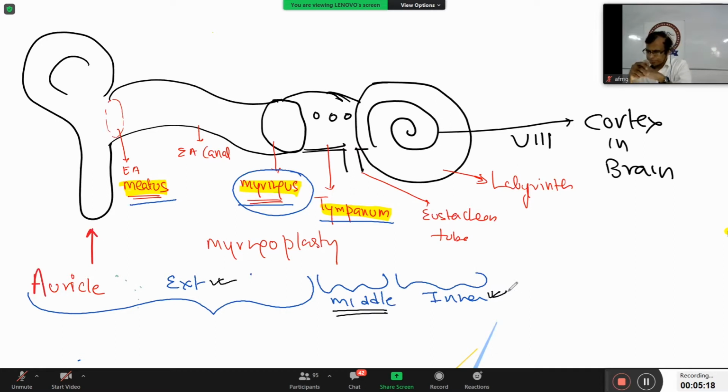Let me start with the external ear. Tell me, what does the external ear comprise of? What are the parts of the external ear? Pinna, canal with meatus, and the outer surface of the tympanic membrane. If you look from outside, the outer surface of the tympanic membrane is a part of the external ear. So auricle, which is pinna, canal, and meatus, and the outer surface of the tympanic membrane are the parts of the external ear.